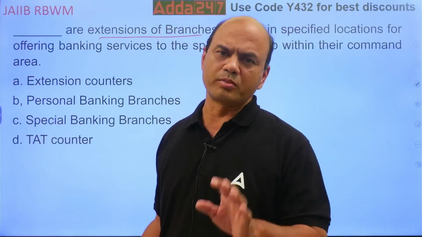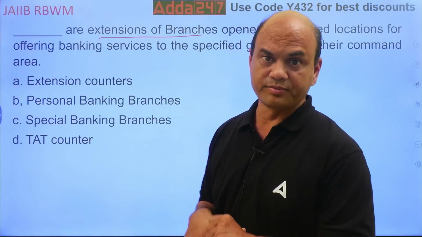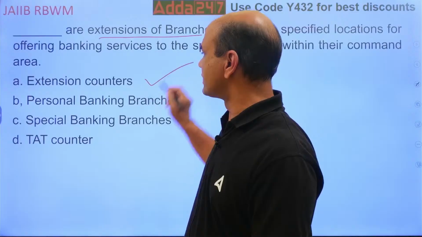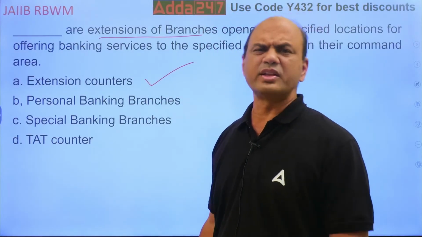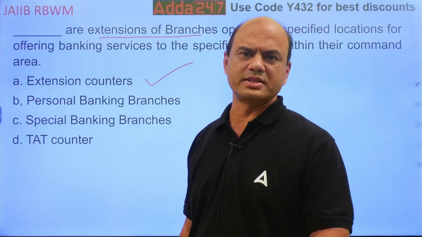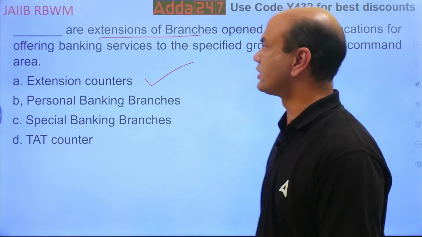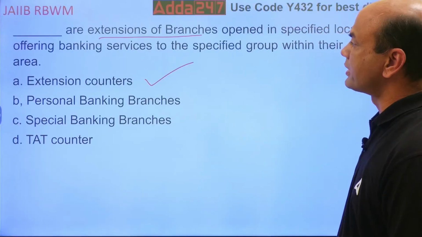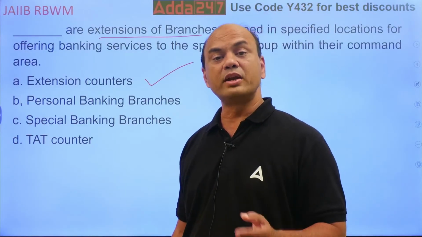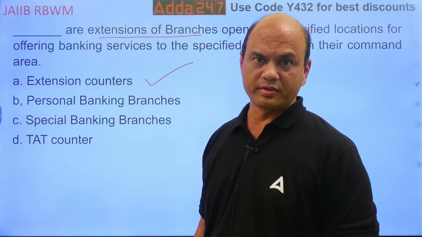That extension counter normally deals in only liabilities. Normally, I'm not saying always. It can deal in assets also, but normally it deals in liabilities. Nowadays banks have very few extension counters left. Now everything is converted into branches, but still this concept is there. These are the extensions opened for offering banking service. Generally all the liability services and even the asset services they offer, but they don't sell anything. They don't open new loans. Deposits they can open. Okay.